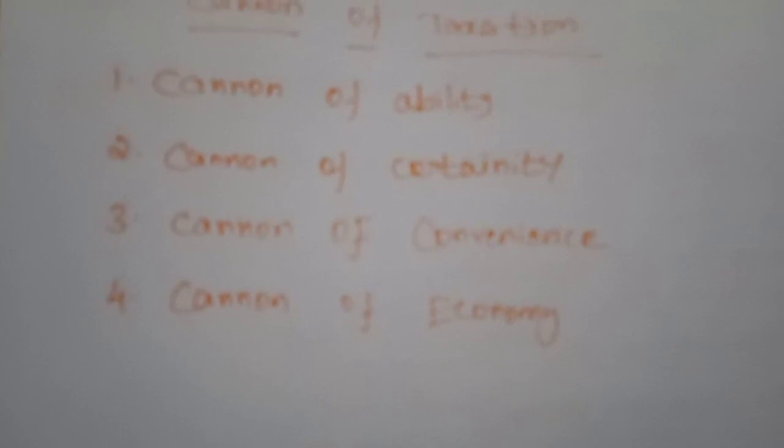Next, canons of taxation. Canons means the rules of taxation. The characteristics or qualities which a good tax should possess are described as canons of taxation. It must be noted that the canons refer to the qualities of an isolated tax and not to the tax system as a whole. A good tax system should have a proper combination of all kinds of taxes having the different canons.